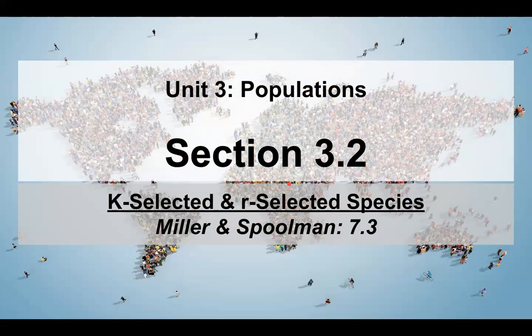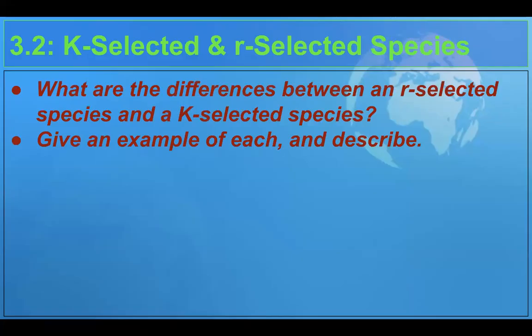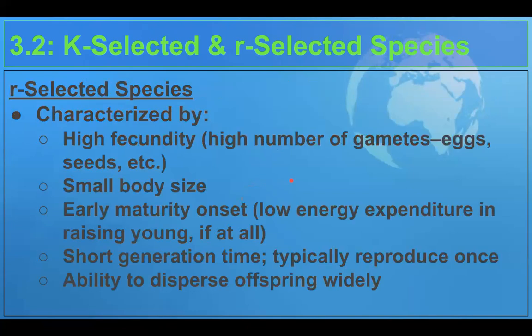Welcome to our next section, 3.2. We're going to talk about the differences between what are called K-selected and R-selected species. By the end of this section, hopefully you'll be able to answer these questions. You'll be able to give an example of at least one R and one K-selected species and describe what makes them R-selected or K-selected. So when we're talking about these two things, these are essentially breeding strategies.